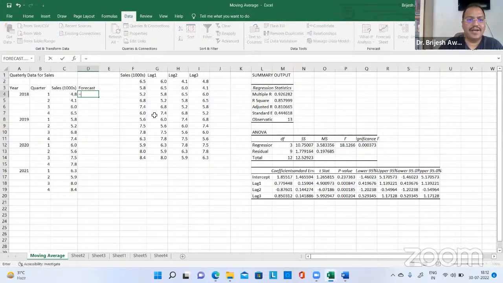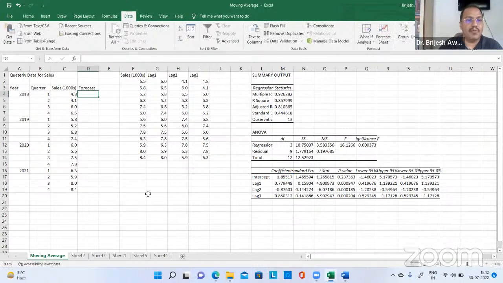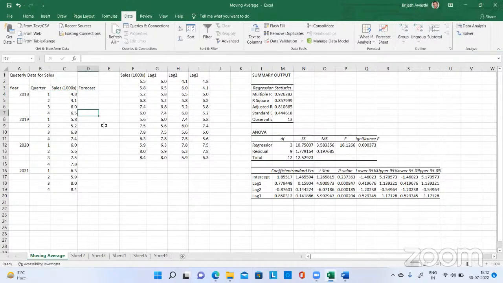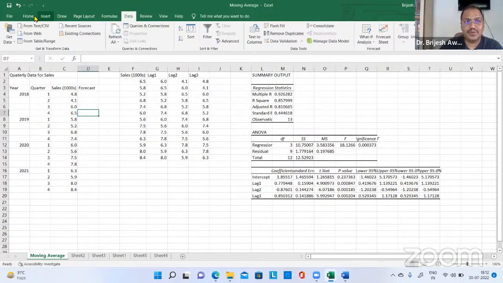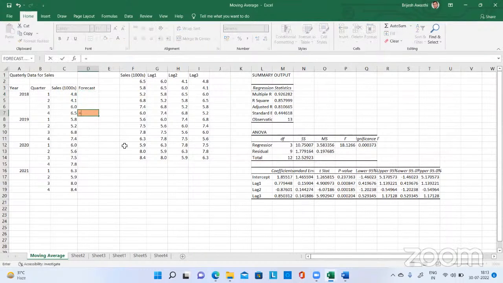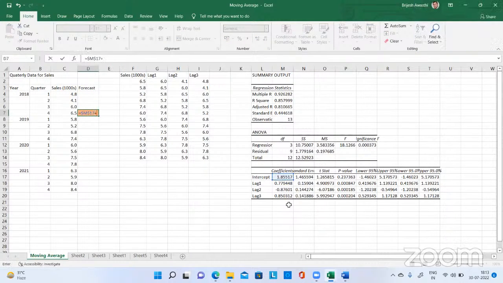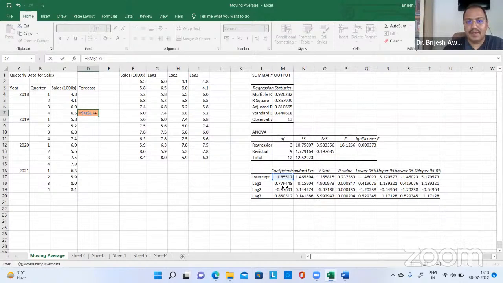Forecast equals to, what is your intercept? This, 1.85517. Plus, why am I going to calculate forecast here? There are 3 lags now, lag 1, 2, 3. I have to start forecasting from this point. Forecasting for previous rows is not possible because the lag is not available. So equals to intercept, 1.85517, plus the coefficient of lag 1, 0.77.